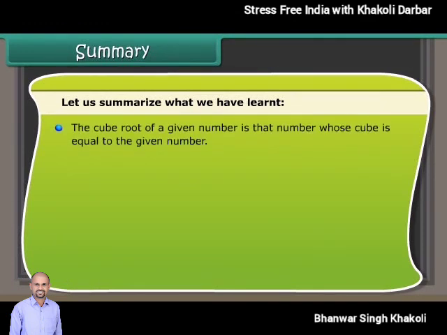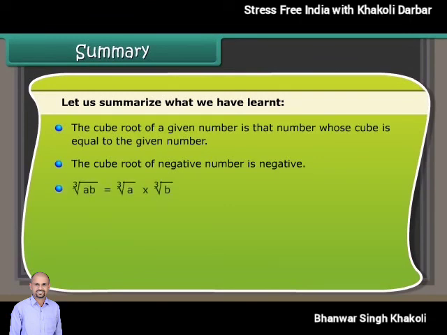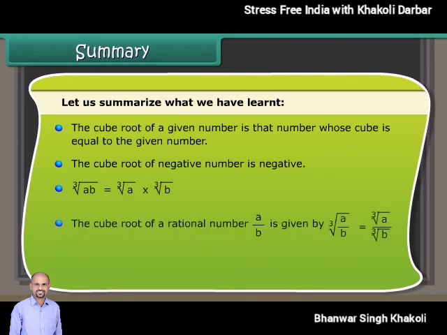The cube root of a given number is that number whose cube is equal to the given number. The cube root of a negative number is negative. The cube root of ab is equal to the cube root of a times the cube root of b. The cube root of a rational number a/b is given by the cube root of a upon b is equal to the cube root of a upon the cube root of b.